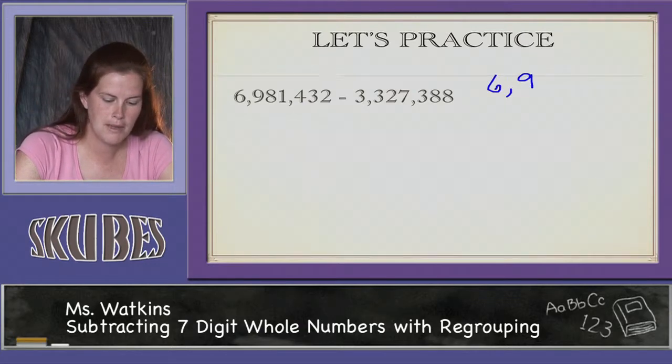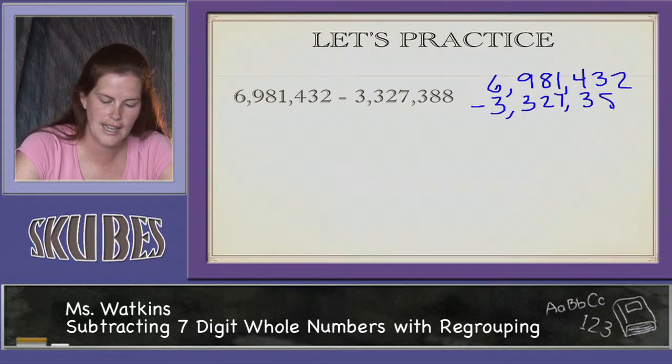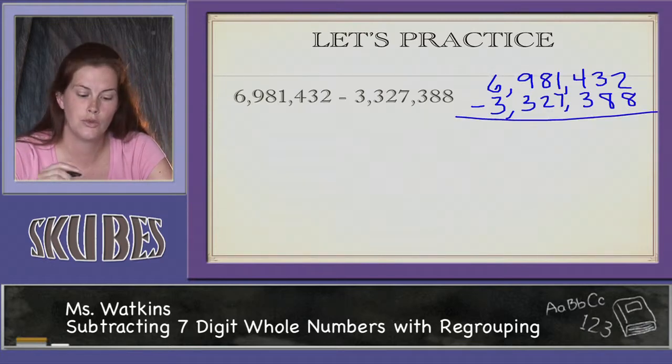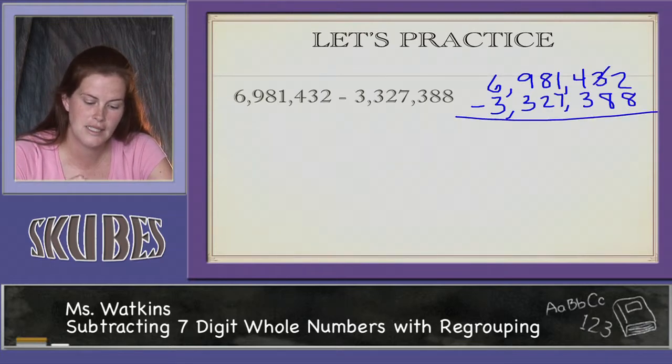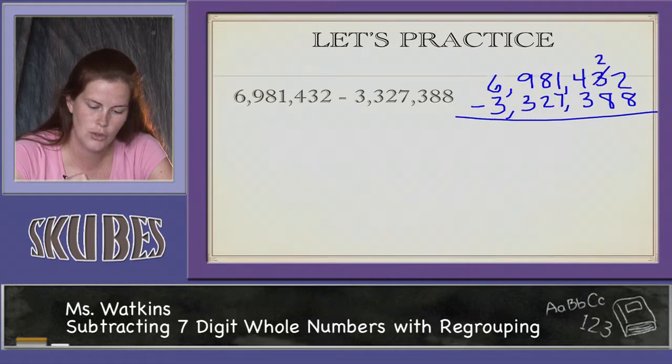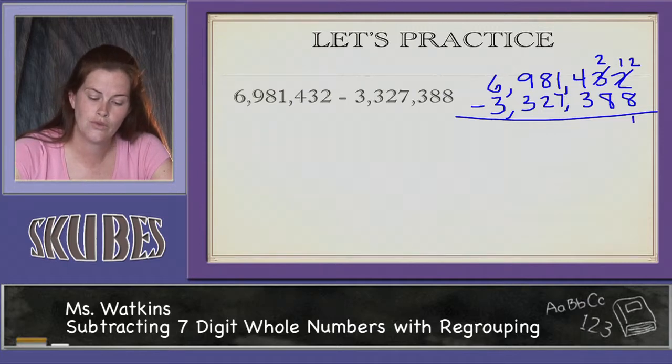So we have 6,981,432. We're going to subtract 3,327,388. Okay, let's start with our ones place. Already we need to regroup. So we're going to come to the tens place, borrow a 10, so this 3 becomes a 2, and add our tens to our ones place. So the 2 becomes a 12. 12 minus 8 equals 4.